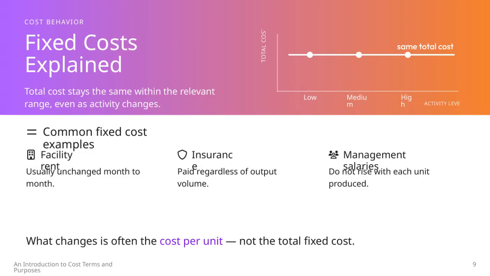Let's talk about fixed costs and cost behavior. Fixed costs are expenses that remain constant within a certain range of activity, meaning the total cost doesn't change even as production or activity levels go up or down. For example, whether your activity level is low, medium, or high, the total fixed cost stays the same.